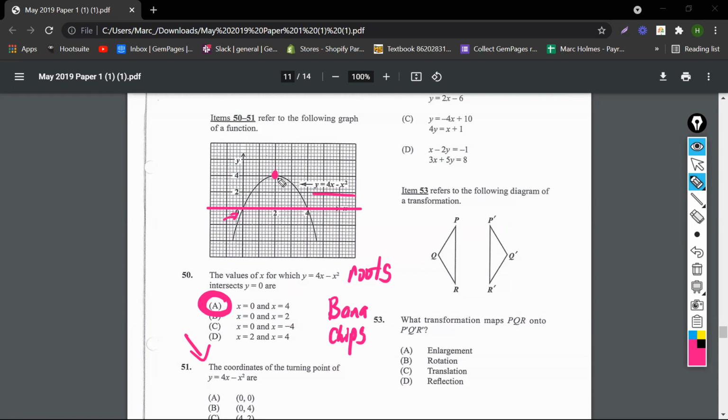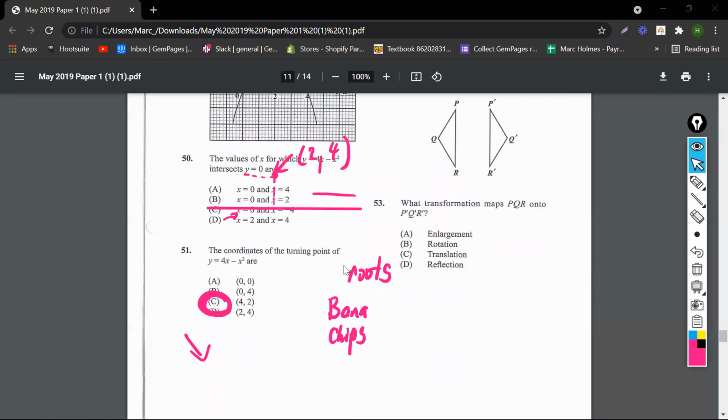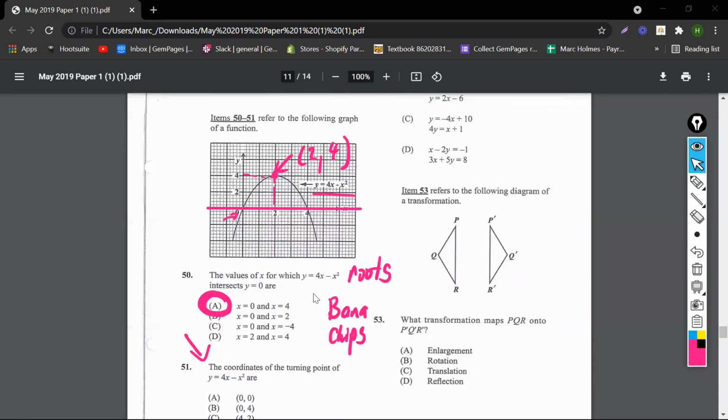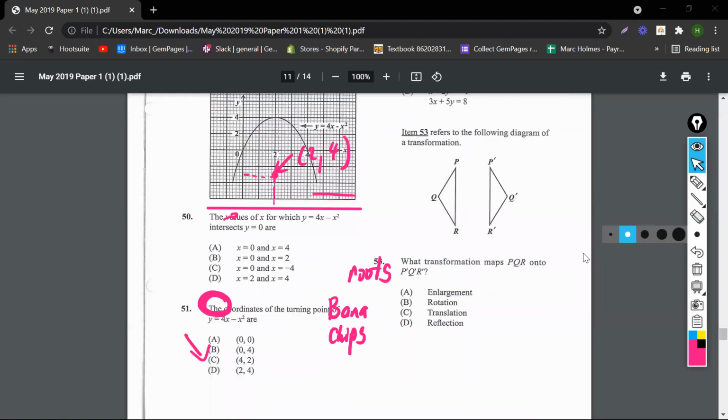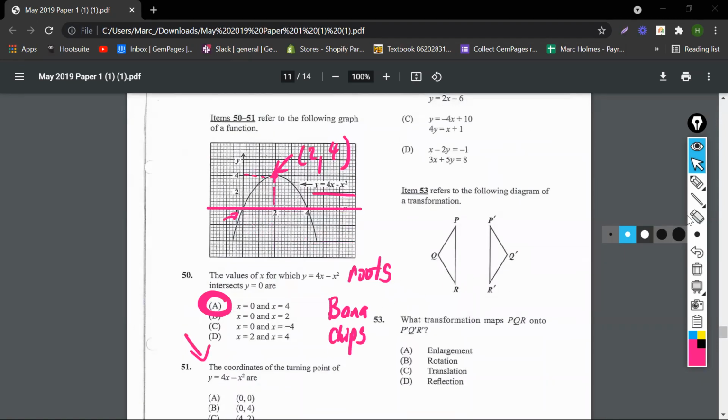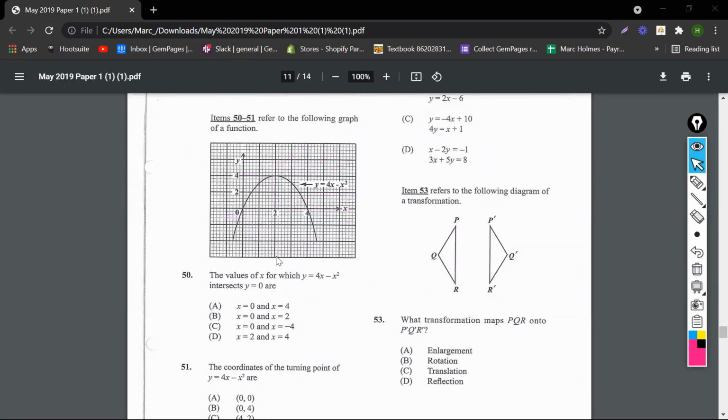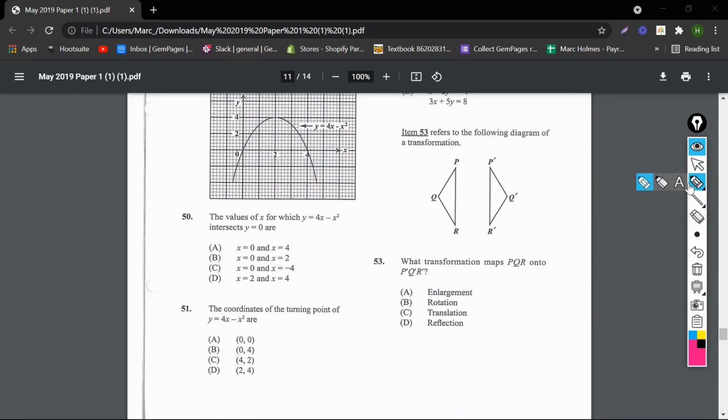It will be right up there in the middle, which is where x is equal to 2 and y is equal to 4. So right at that point, guys, the x variable is 2 and y is equal to 4. That's the turning point. So the turning point for this question is D for sure. So the answer for 50 is A, and the answer for 51 is D.